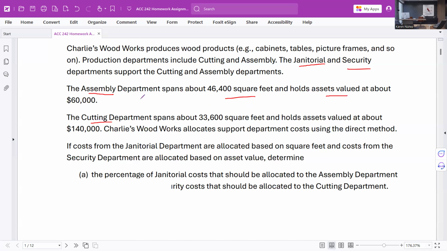And we're given that information, right? The assembly department has 46,400 square feet, $60,000 in assets. Cutting department has 33,600 square feet and $140,000 in assets. So we need to use that information to determine the percentage of costs that would be allocated to the two departments. So I'm going to lay all this out in a nice little table so that we can have a better understanding of what these departments look like.